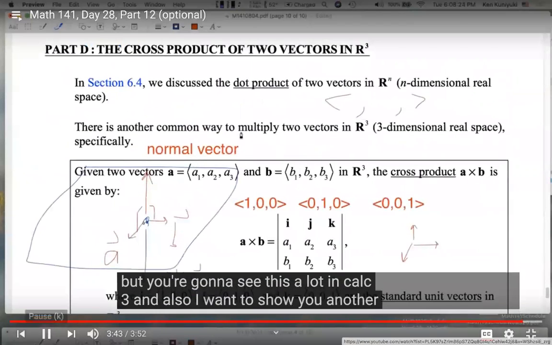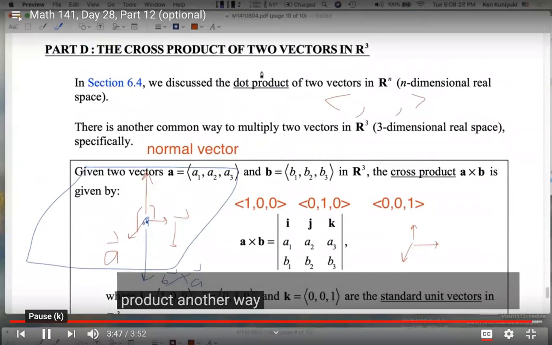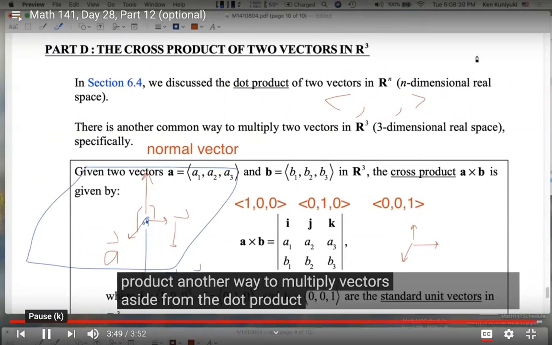And also I want to show you another product, another way to multiply vectors aside from the dot product. Any questions so far? Actually, these last two videos, this one and the next one, are optional. So the previous video was the last required one. Next, I'm going to show you applications of determinants. Again, it's optional, but it's cool. It's short, like 2 minutes, and then I'll go on to the homework questions.